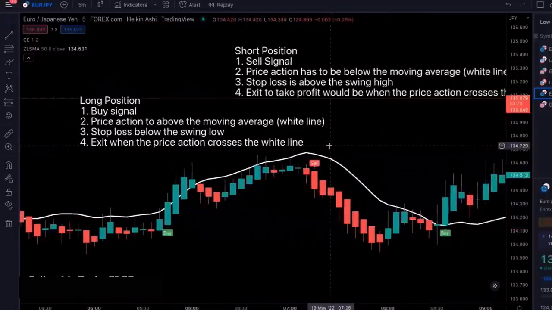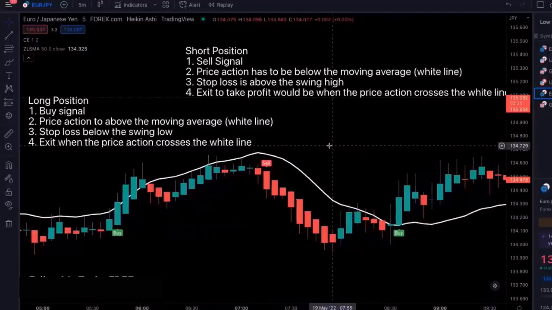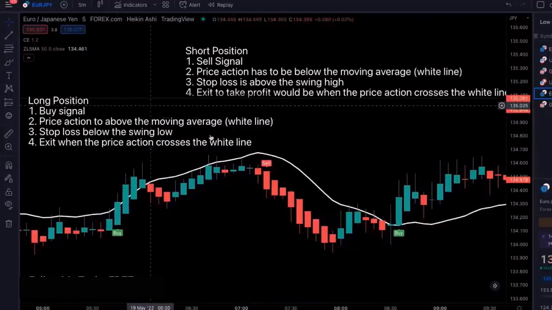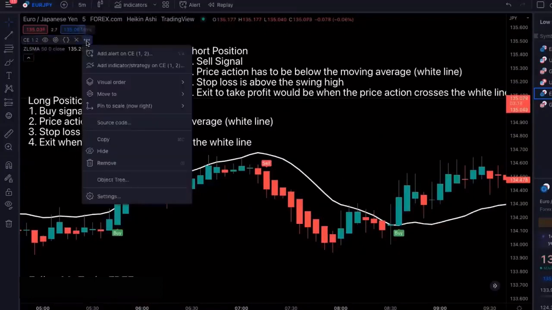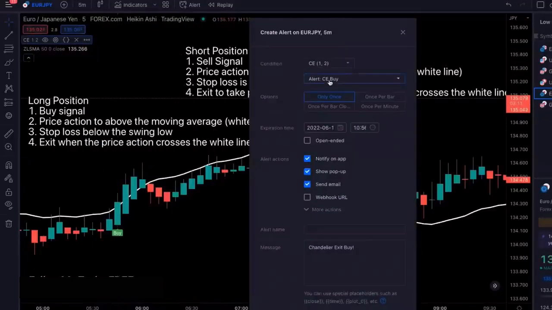Let me show you guys how you can set up your trade alerts. To set up your buy sell signals where you get alerted from the chart, you're gonna go into the settings for the CE, click on these 3 dots right here, click add alert on CE. And over here, you're gonna do buy once bar close. So once a bar closes, that's when you're gonna get notified. Okay. So it says chandelier exit buy.